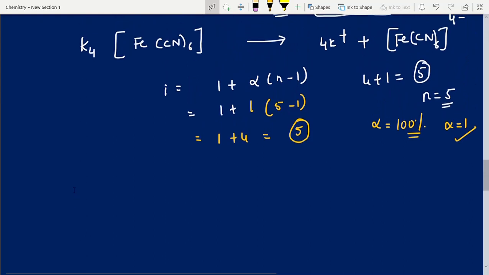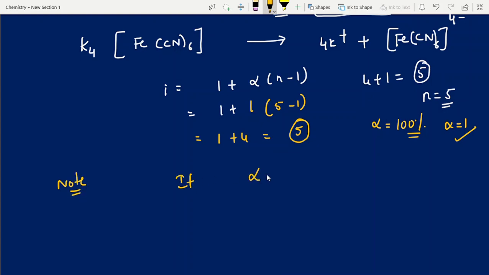Note point. What is the note point? If alpha is 100% dissociated, then what happened? i equals n. Clear point? That's it. Easily you can work out the questions. Clear? Now, next, another example I am taking.